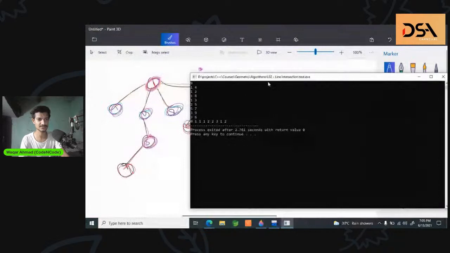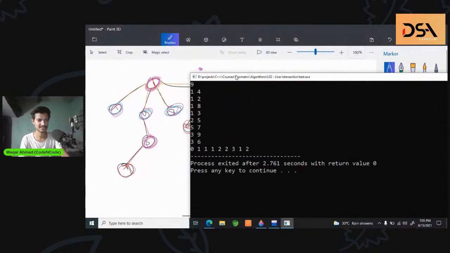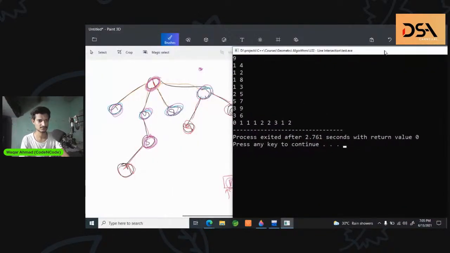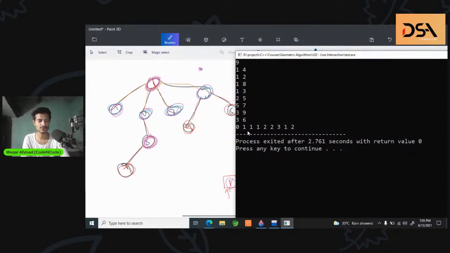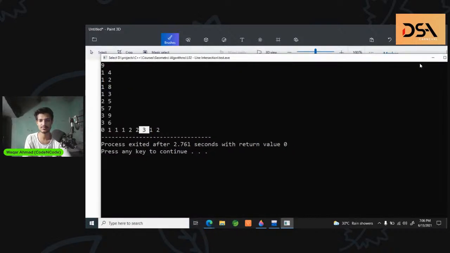Okay, so here you see, node one is at distance zero. Nodes 2, 3, and 4 are at distance one, right? And also node 8 is at distance one, right? What nodes are at distance 2? 5, 6, and 9 are at distance 2. And only node 7 is at distance 3. So node 7 is at distance 3, right? So this is how your BFS works.